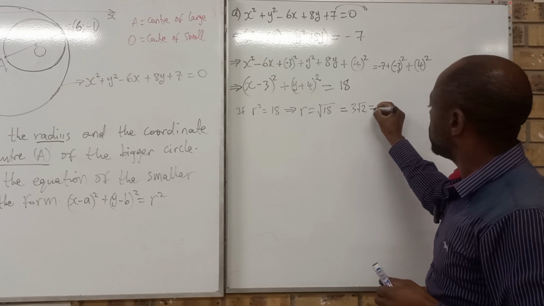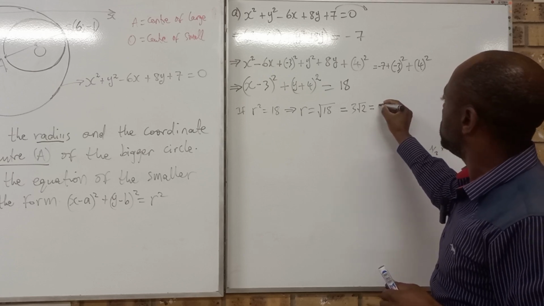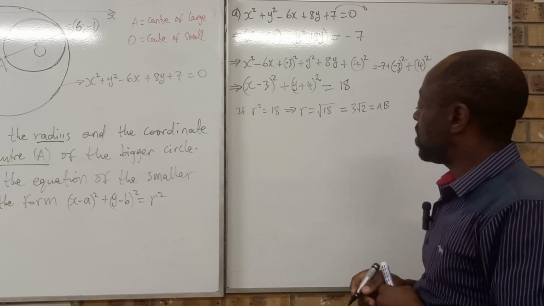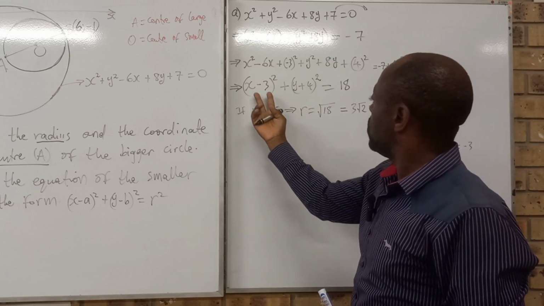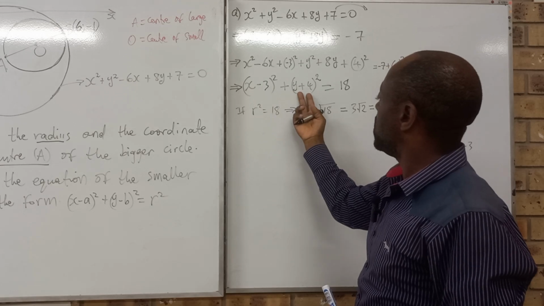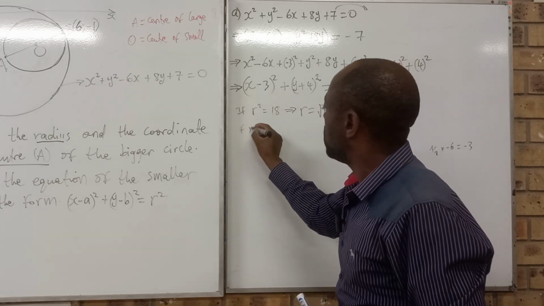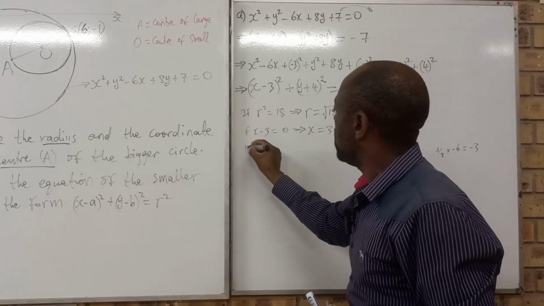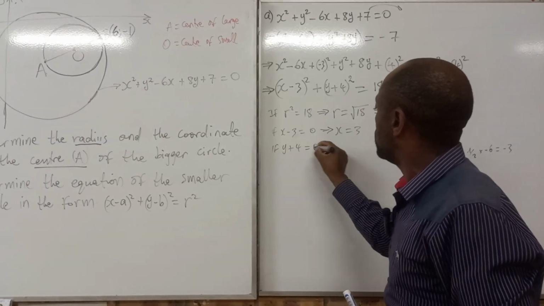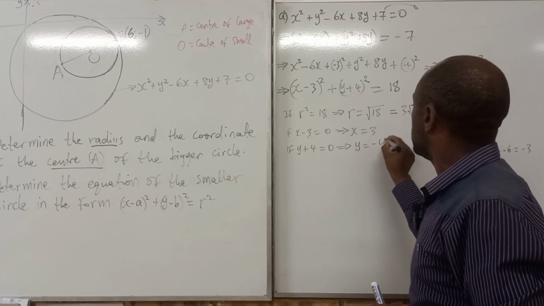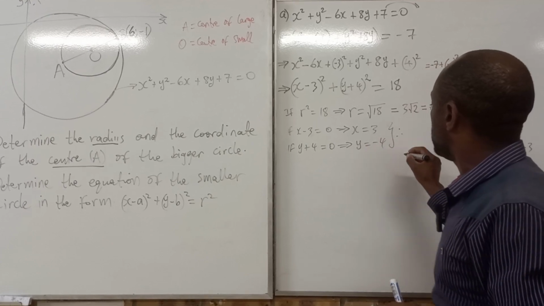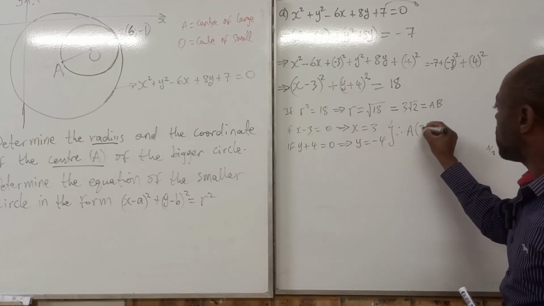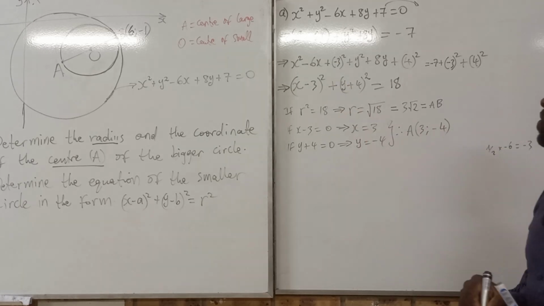And you must know that this radius of the larger circle is the distance AB. Now, if I go to the coordinate of the center, all I need to do is equate this to 0, solve for x, I equate this to 0, solve for y. So if x minus 3 is equal to 0, this means that x will be equal to 3, and if y plus 4 is equal to 0, this means that y will be equal to negative 4. This therefore tells me that the coordinate of the center of the larger circle is 3 and negative 4.